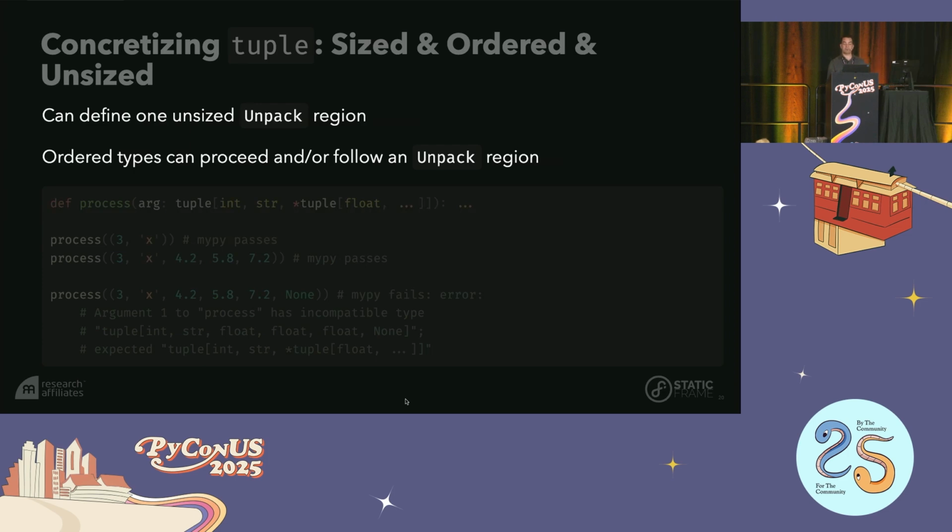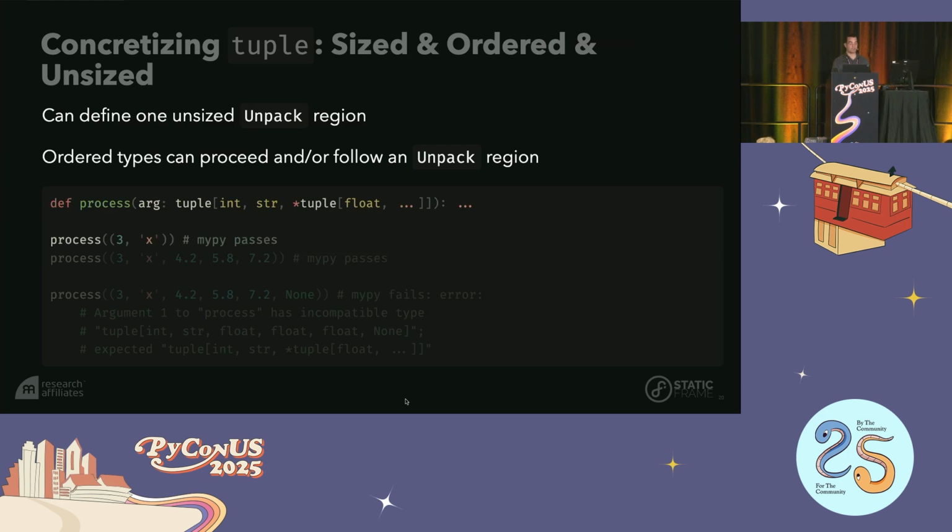Now, what about when we have both sized and ordered and unsized types? Well, we have a limit here. We can't go too crazy. We can only have one unpack region in our type parameters that we give to our generic. And if you think about it, that kind of makes sense, because otherwise parsing this out becomes insane. These ordered types can precede and/or follow the unpack region, which gives us quite a range of flexibility. So here I'm defining a tuple that must start with an integer and then follow with a string and then have 0 or more floats following that.